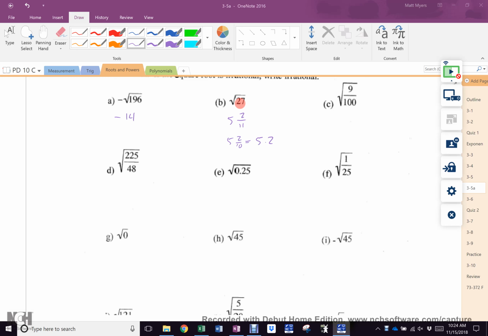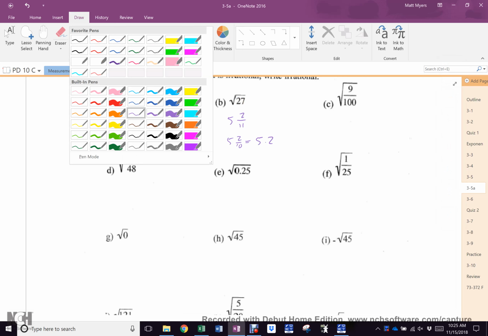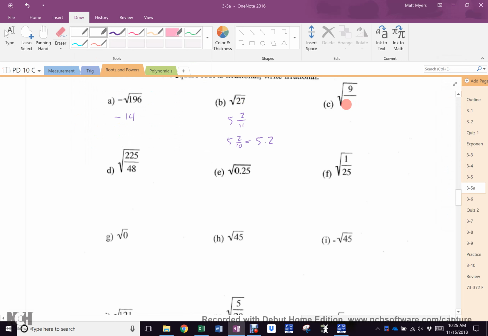Make some logical connections in all of your work. If I gave you that, what would it be? 3. If I gave you that, what would it be?